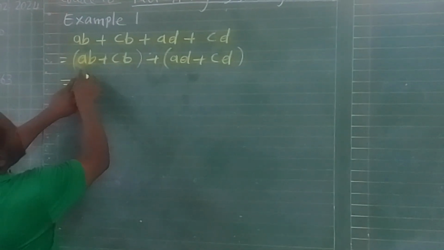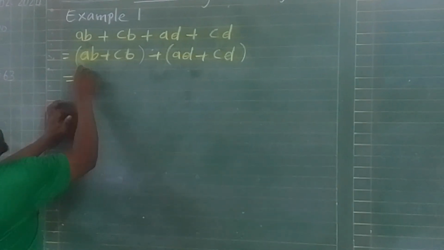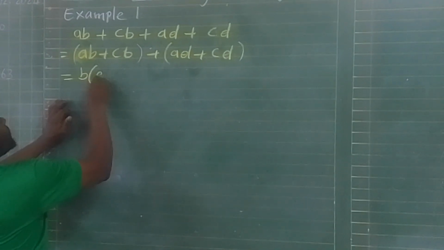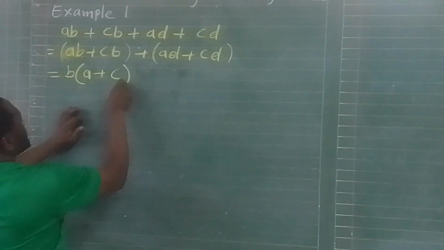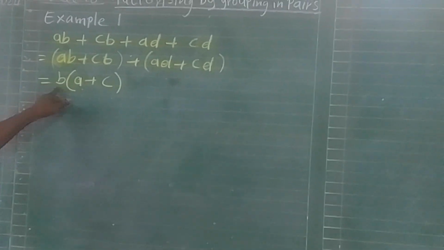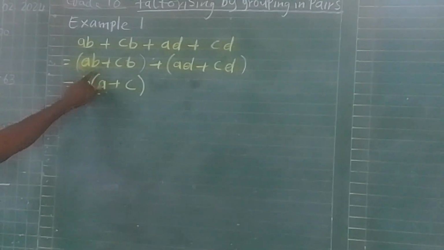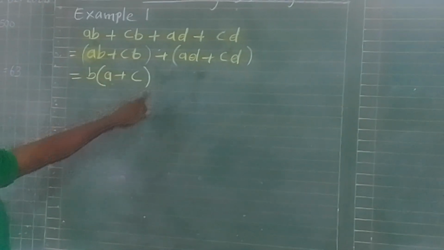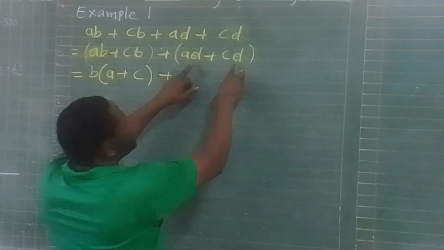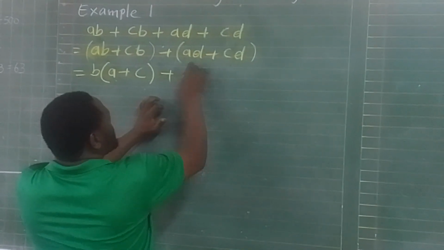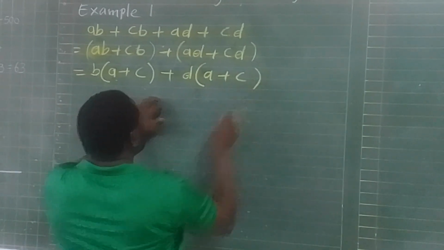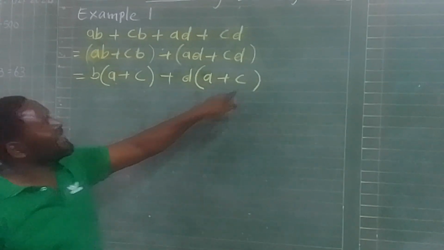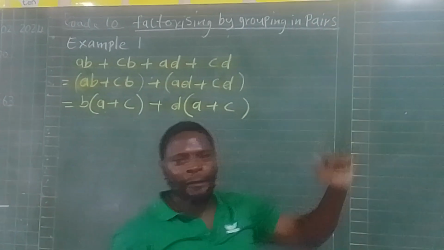Now, here the common factor is B. Take out B as a common factor, you are left with A plus C, such that when you multiply in, you get AB, you get CB. Plus, you take the common factor of D. You are left with A plus C. You see, AC is a pair.